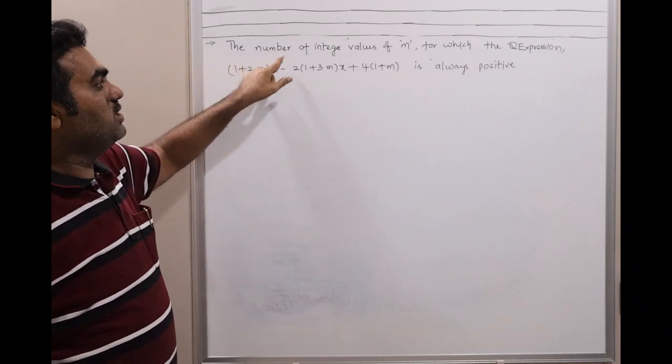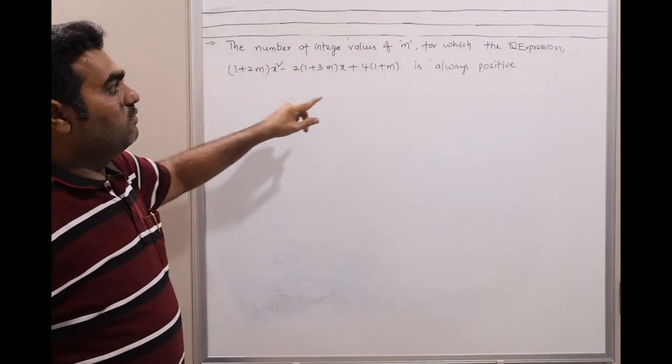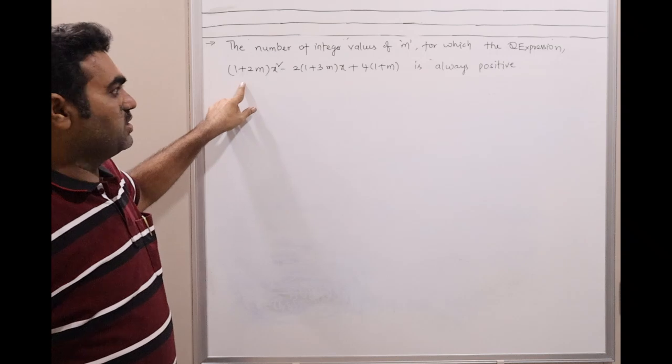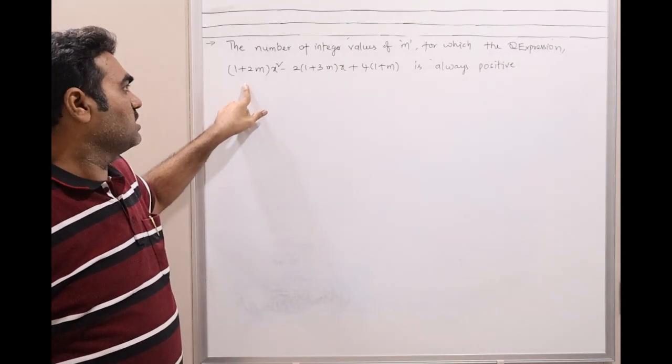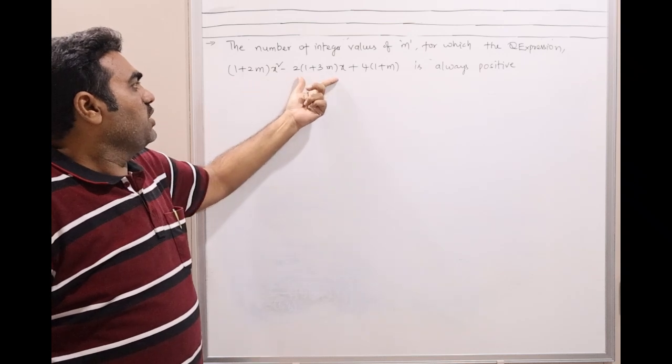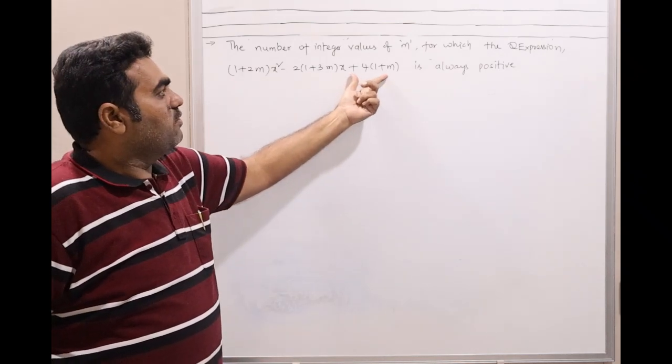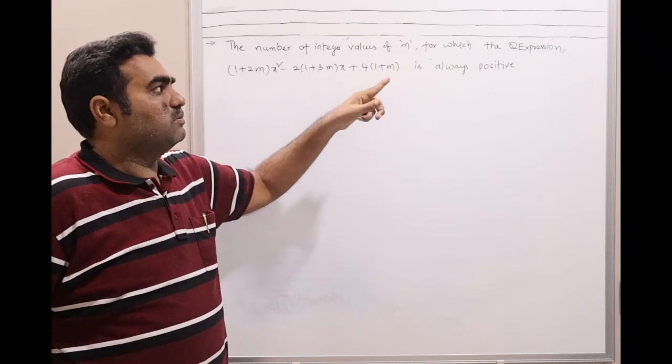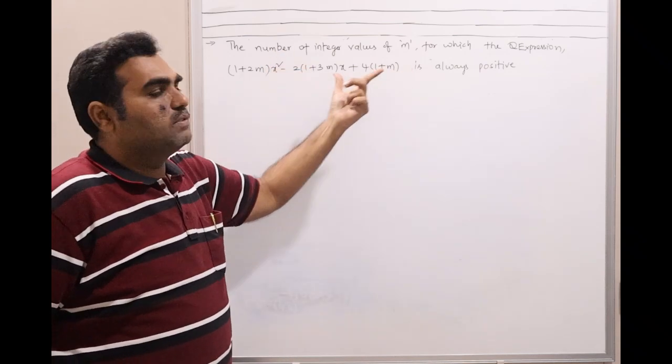So the number of integer values of m for which the quadratic expression, this is not an equation, he is talking about a quadratic expression, (1 + 2m)x² − 2(1 + 3m)x + 4(1 + m), is always positive. So the quadratic expression is always positive.